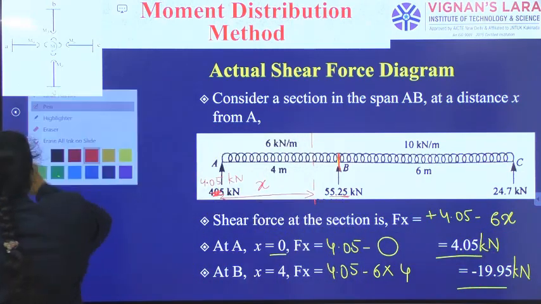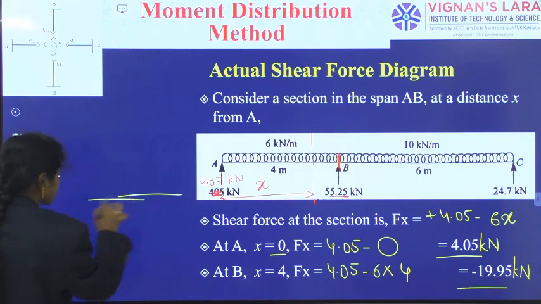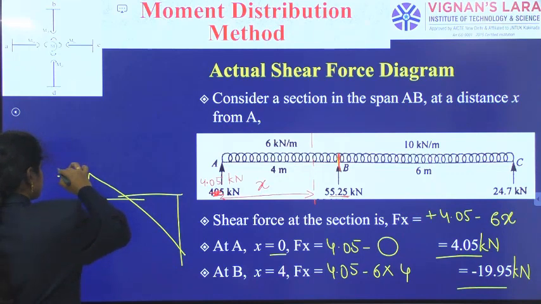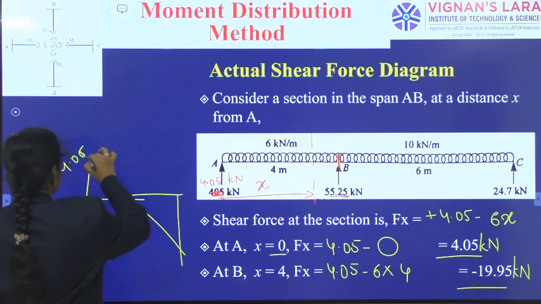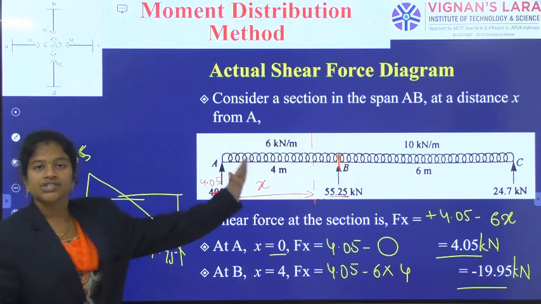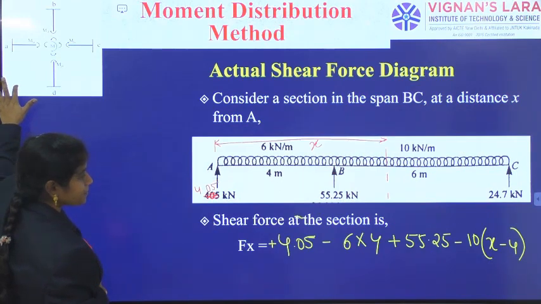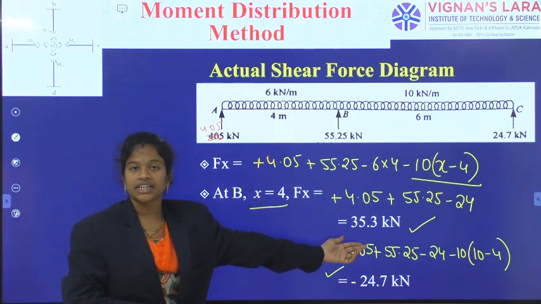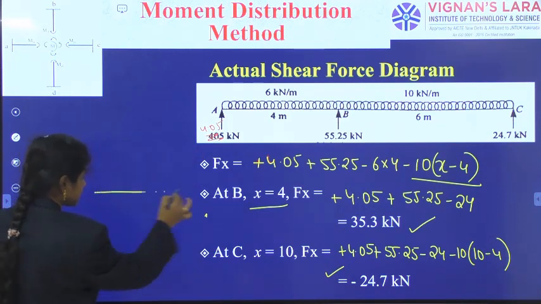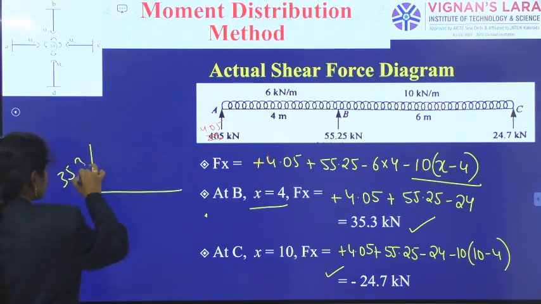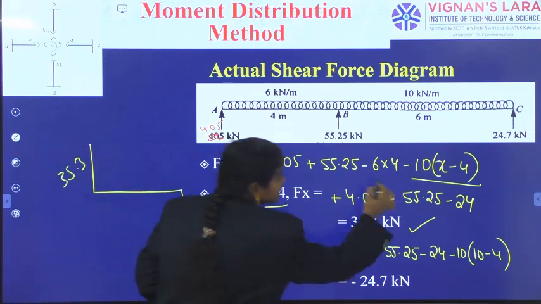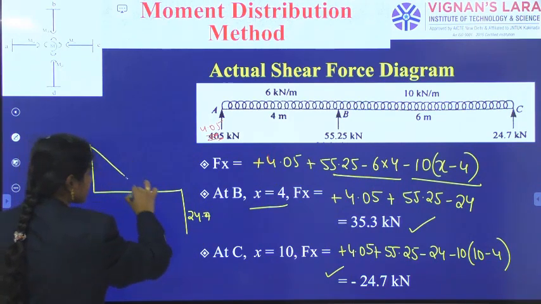So above the baseline and below the baseline, from A to B using a single degree straight line. Here 4.05 we have got, and here 19.95 we have got, and then in the next span at B we have got 35.3, and at the other end minus 24.7. So above the baseline 35.3 and below the baseline 24.7, and again the connectivity is with a single degree straight line equation.